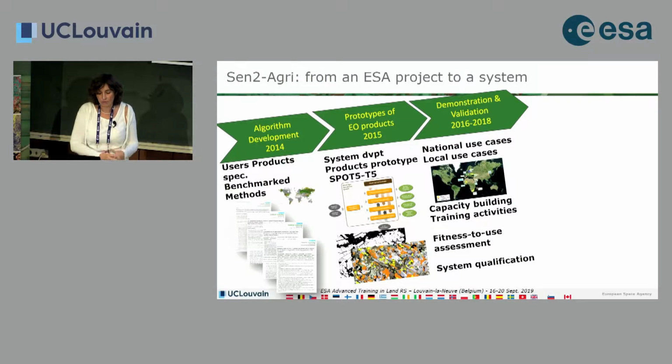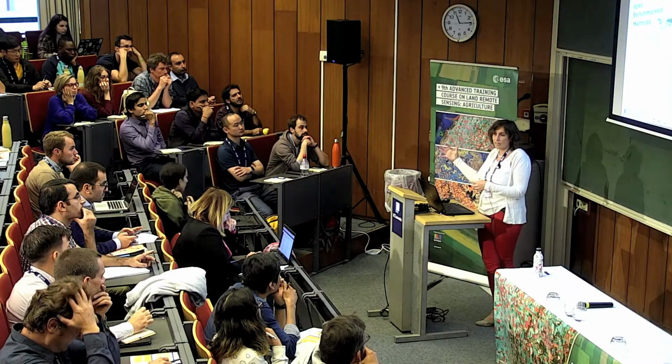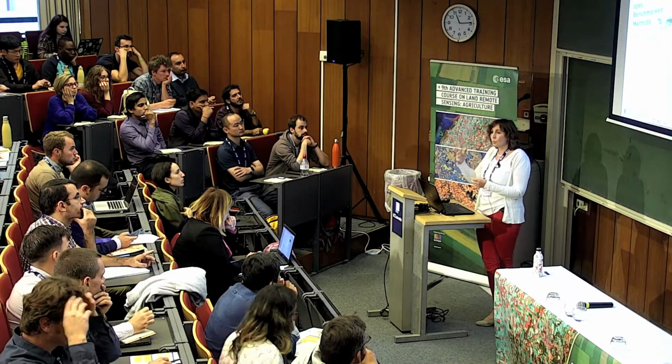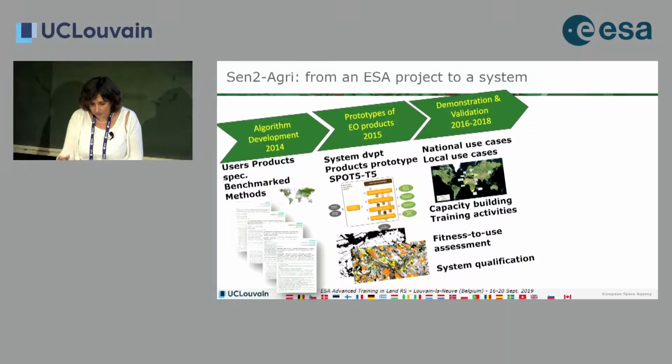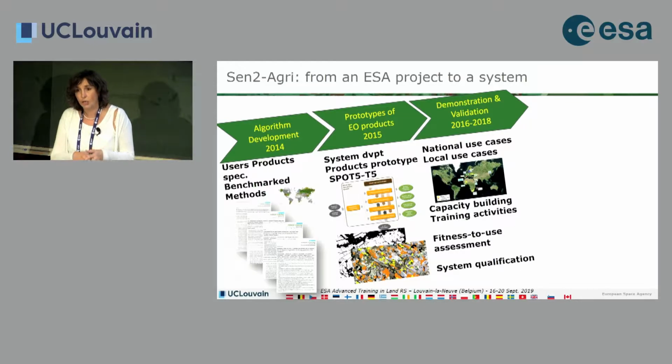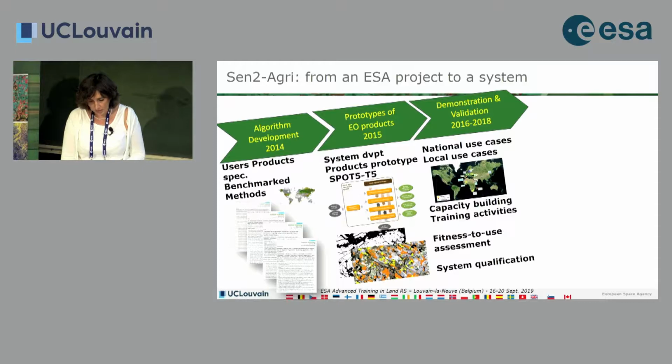So all the algorithm development and the first prototype products were done with the Spot Take 5 dataset. I don't know if you more or less know that, but basically Take 5 was at the end of its life, and so they proposed to modify the orbit to mimic what would be the 5-day cycle of Sentinel-2. And so with this dataset, we have developed some algorithm. And then when the first Sentinel-2 dataset was available, so in 16, we demonstrated the products with this Sentinel-2 dataset.